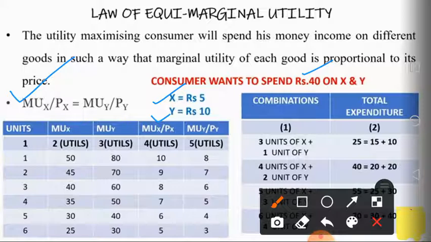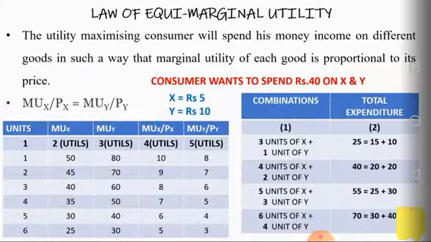So let's read it. The utility maximizing consumer will spend her money income on different goods in such a way that the MU of each good is proportional to its price. So here combinations are given: 3 units of X and 1 unit of Y, 4 units of X and 2 units of Y, 5 units of X and 3 units of Y, and 6 units of X and 4 units of Y. So these are all the combinations which the consumer can purchase by spending all the income.